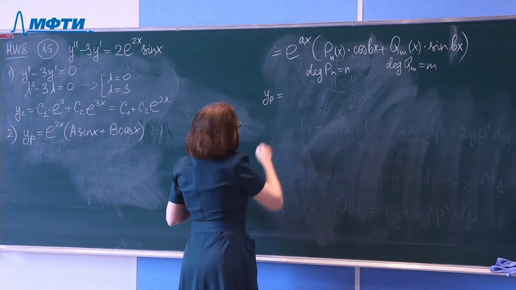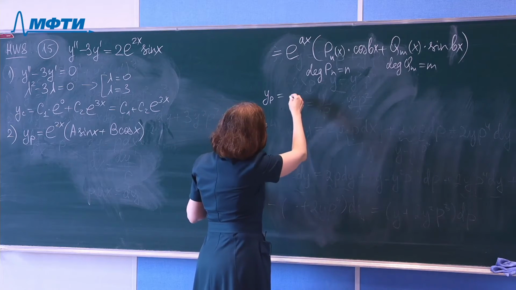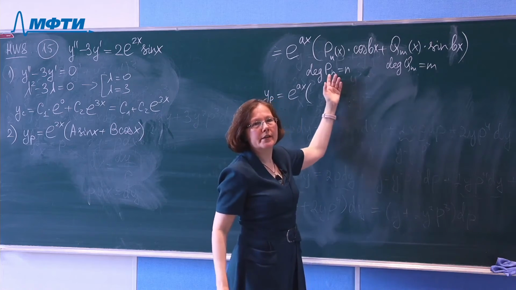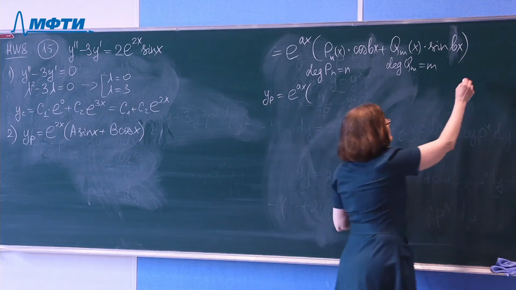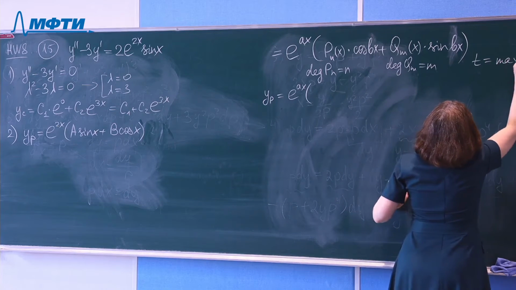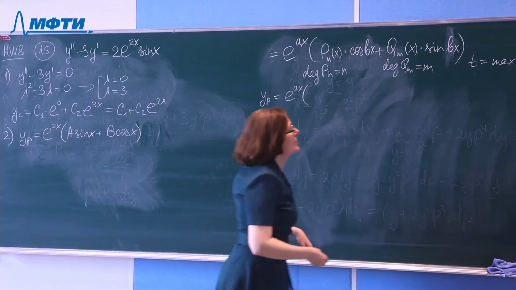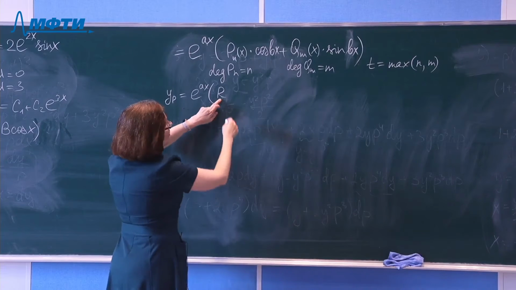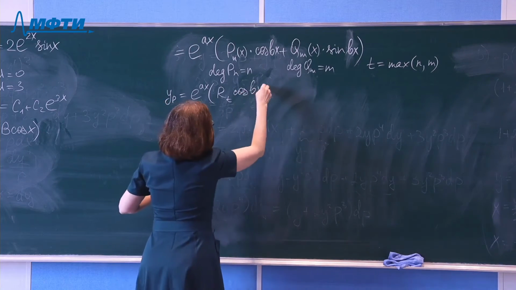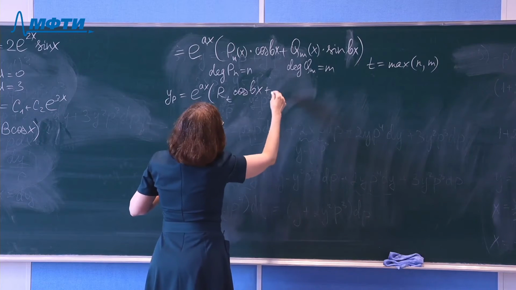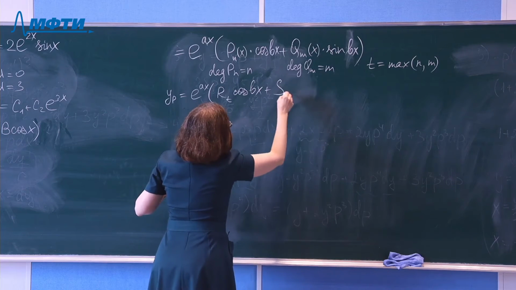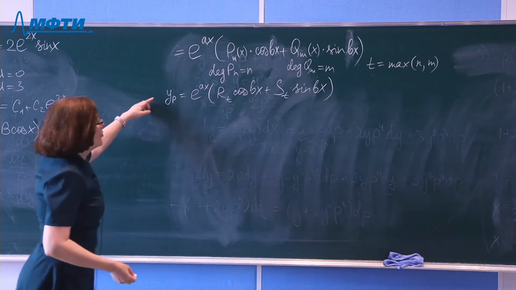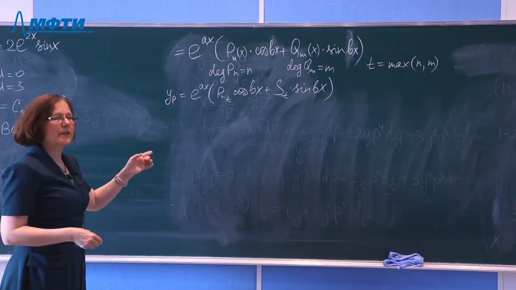So y particular should be found in the form e to the power ax. Next, we should find the maximum degree from this m or n. Let's call it t, the maximum of the two integer numbers m and n. Then it will be a polynomial of degree t multiplied by cos bx, plus another polynomial, let's call it s, of degree t times sine bx. So this is the form for the particular solution, if there is no resonance.